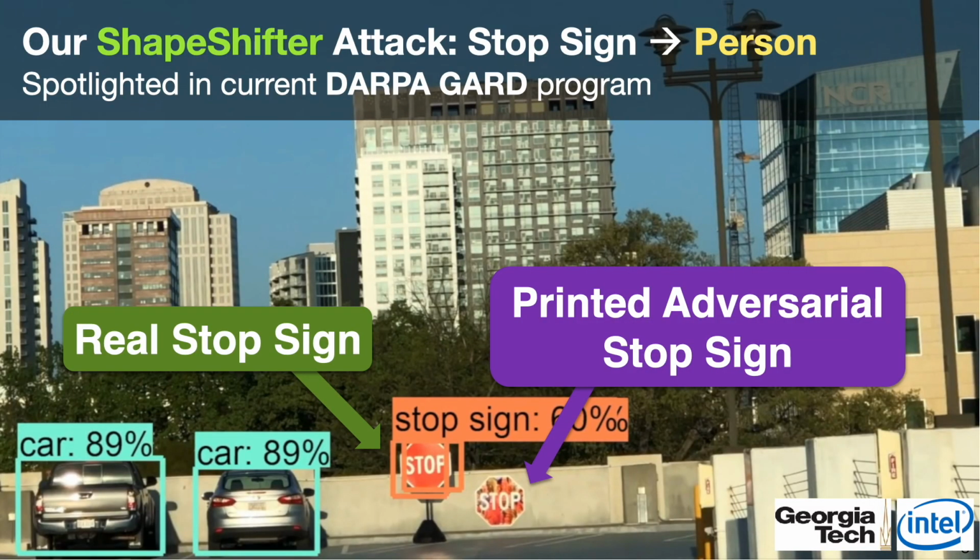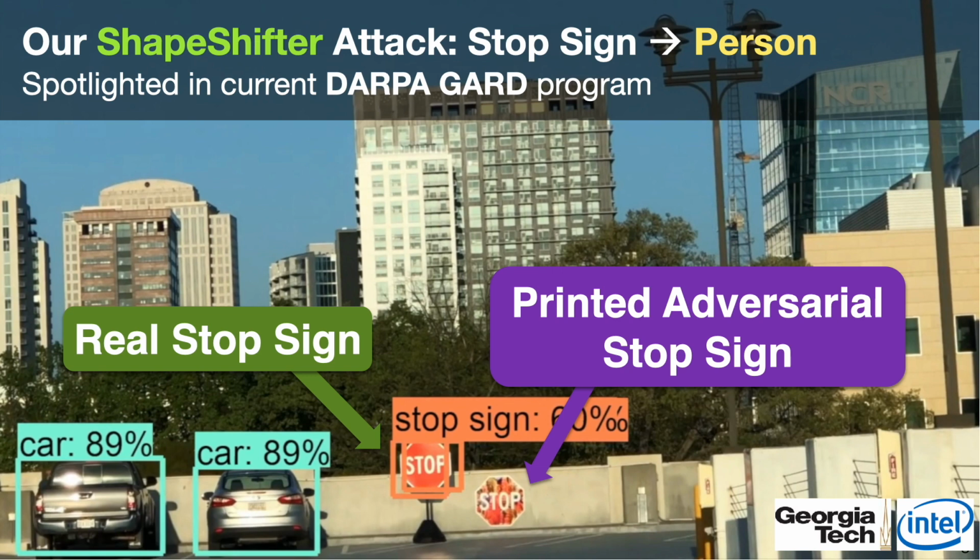Our group has been working on attacks and defenses as part of the DARPA GARD program. GARD stands for Guaranteeing AI Robustness Against Deception. And we developed a technique called ShapeShifter, with which you can craft what we call adversarial patterns that can fool even state-of-the-art object detectors. So what I'm going to show you here is a very brief video to make the case of how real these threats can be.